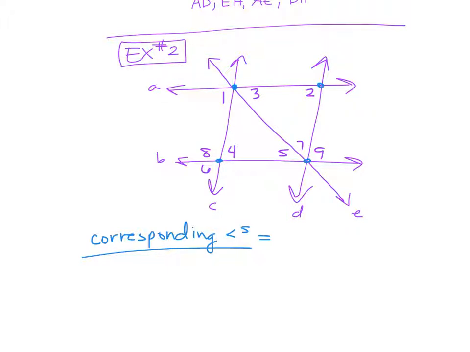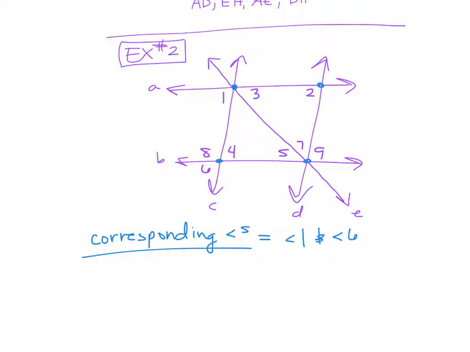1 and 9. Nope. No, 1 and 6. 1 and 6 would be corresponding. So angle 1 and angle 6. Now here's the deal with 1 and 9. The only reason 1 and 9 are not is because they don't share any transversal, right? It's 2 different lines and 2 different lines coming together. So 1 and 6 would be correspondings.